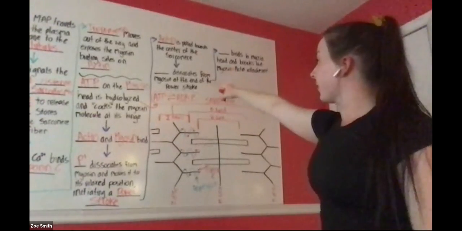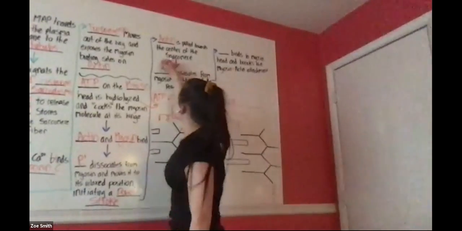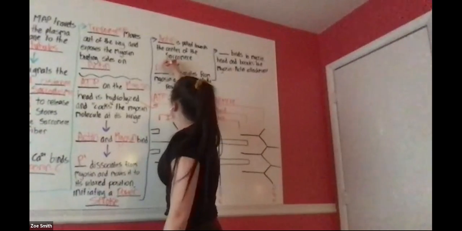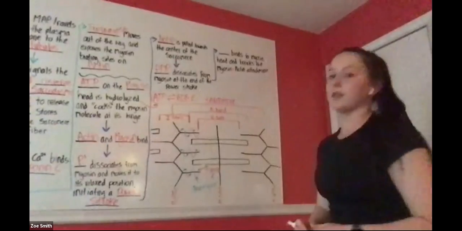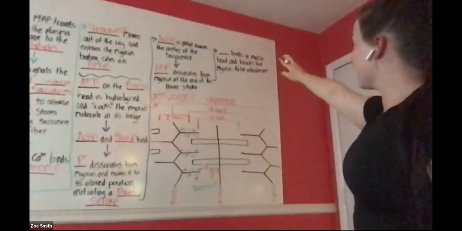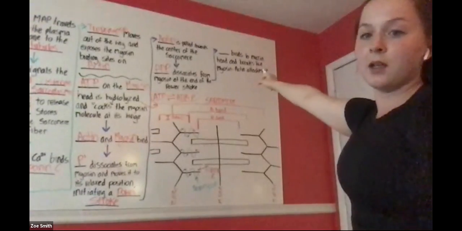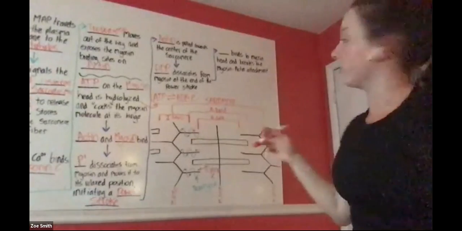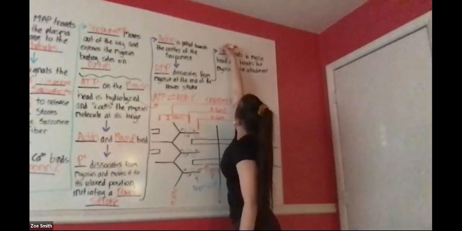Blank dissociates from myosin at the end of the power stroke. That is going to be ADP. ADP is going to leave at the end of that power stroke, and then blank binds to the myosin head and breaks the actin-myosin attachment. So you need another ATP molecule to come and bind to the myosin head to break the actin-myosin attachment.